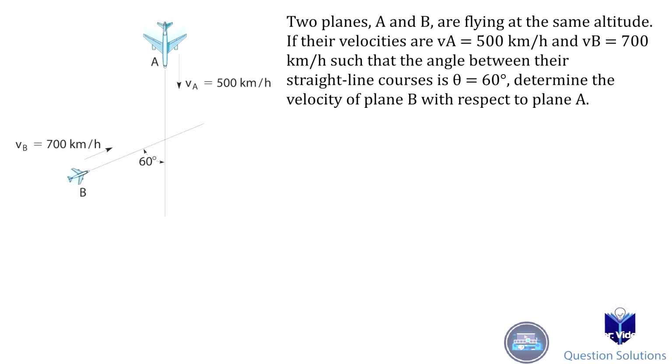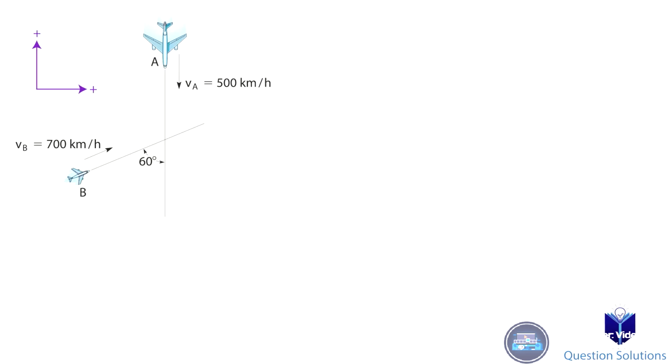In this problem, we need to determine the velocity of plane B with respect to plane A. We will assume up is positive and to the right is positive. Let's write the velocity of plane A in Cartesian vector form. So we have negative 500j. Negative because the plane is heading down and we chose up to be positive.